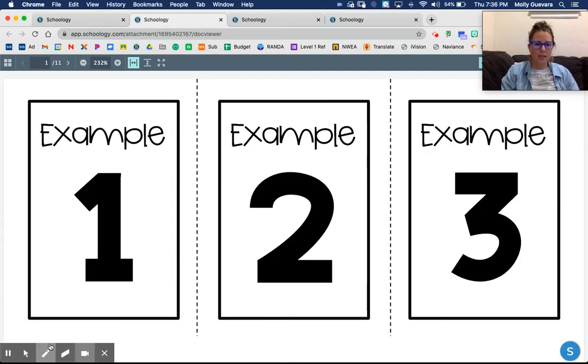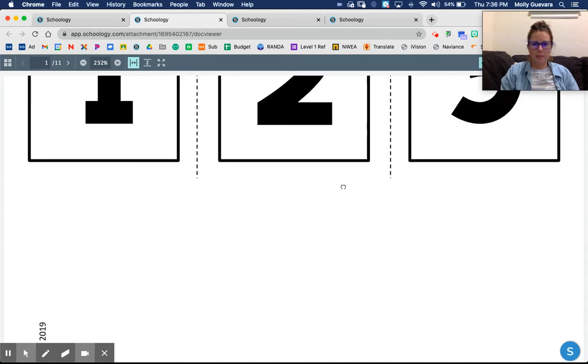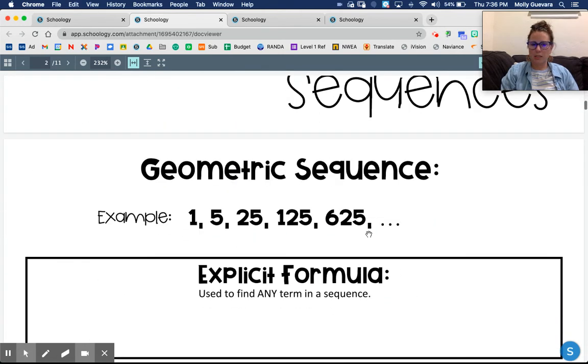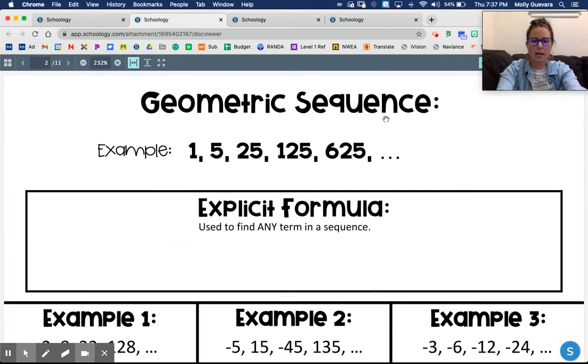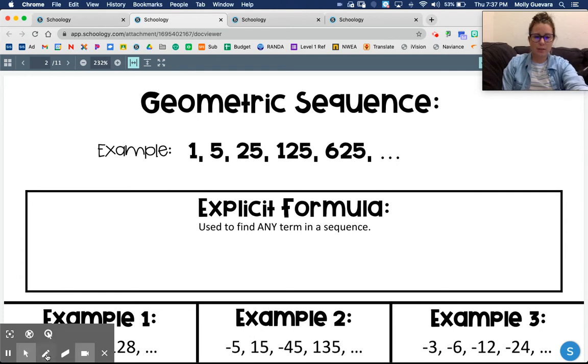All right, so here is the foldable. There's example 1, 2, 3 on top. On the bottom, it says geometric sequences. We're going to start with defining what a geometric sequence is. If we remember, an arithmetic sequence was something that adds the same number every time: plus 7, plus 7, plus 7, or subtracts, like minus 5, minus 5, minus 5. A geometric sequence is a little different. It's still a pattern.